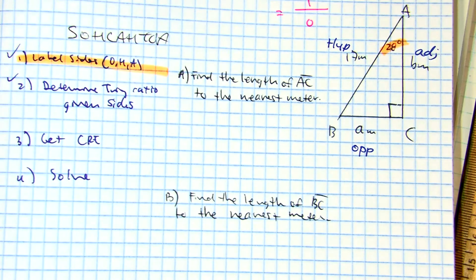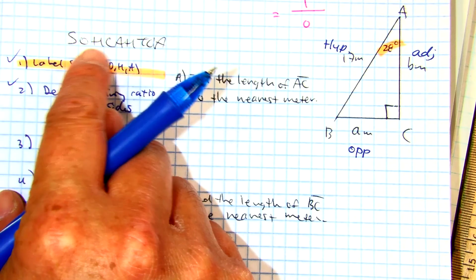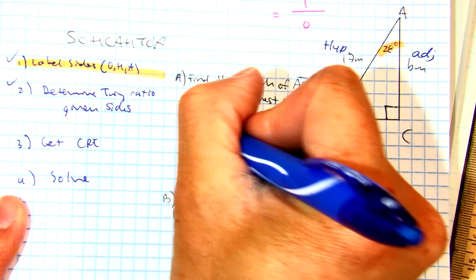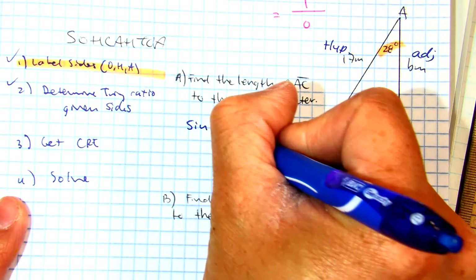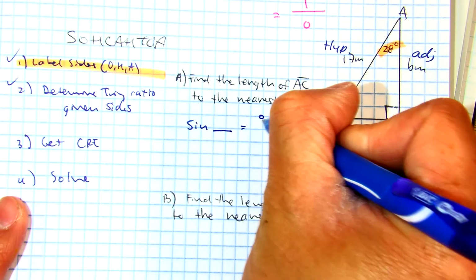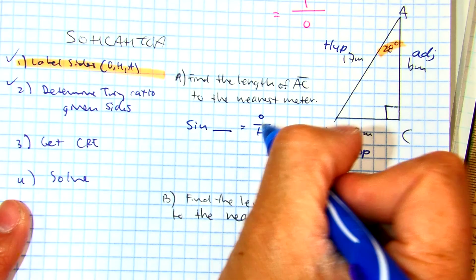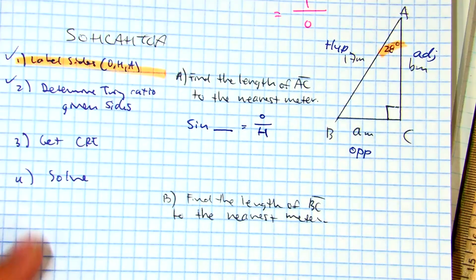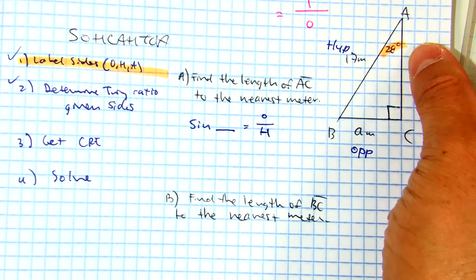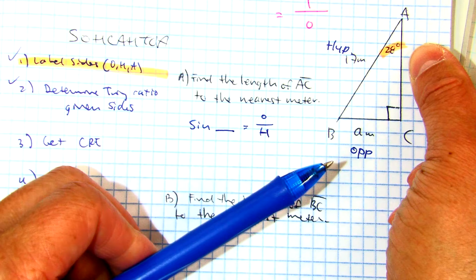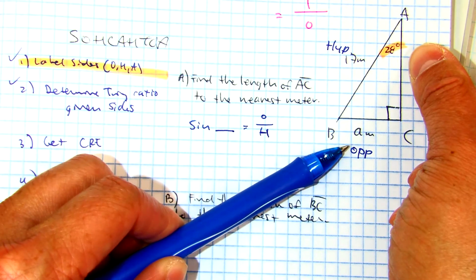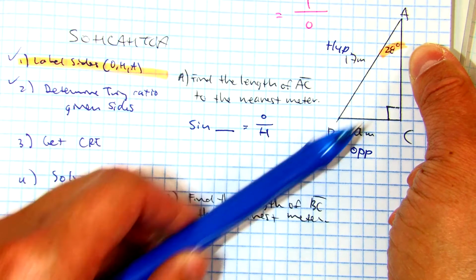Put your finger on the trig ratio. The trig ratio is going to be sine. Sine of an angle is equal to the opposite over the hypotenuse. Again, let's just say there's nothing there. I want to solve for A. I have the opposite side of this angle, and I have the hypotenuse.